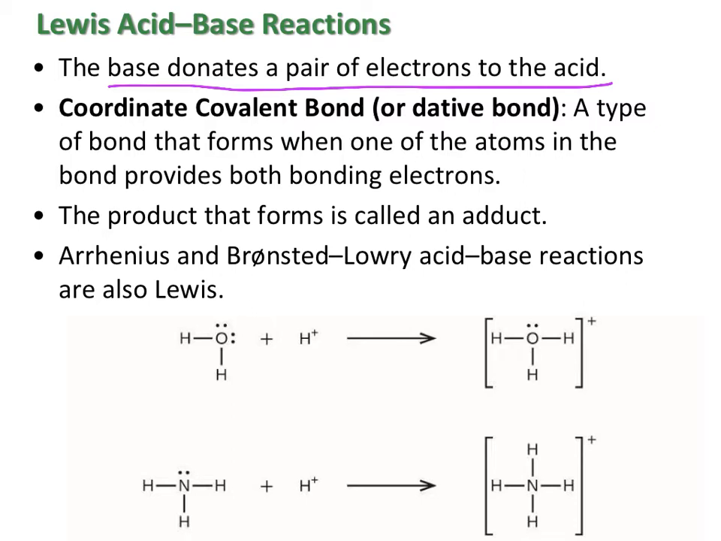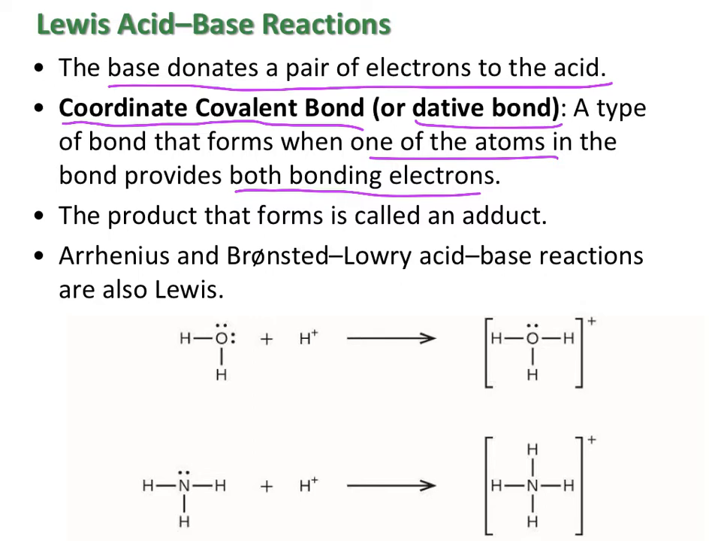But what actually forms is something called a coordinate covalent bond, or a dative bond. This is a bond that happens whenever one of the atoms completely gives up 2 of its electrons to form the bond. So usually in a covalent bond, they're sharing, right? One atom is giving one of the electrons, the other atom is contributing the other electron. They share the 2 to form a bond. But in a coordinate covalent bond, one of the atoms is completely giving up those 2 to form that bond.